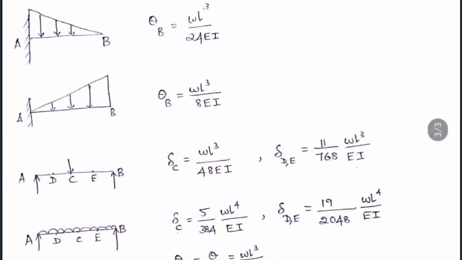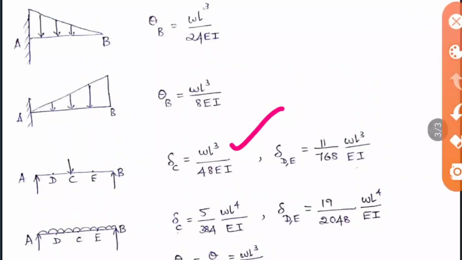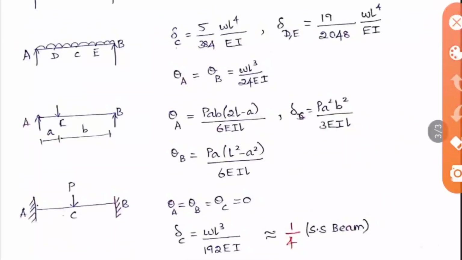Then the simply supported beam with center load. At that time the deflection at the center will be WL cube by 48 EI. I have also given for D and E, that is the quarter span. If the whole span is L, this span will be L by 4. Both D and E will be the same, and it is 11 by 768 WL cube by EI.